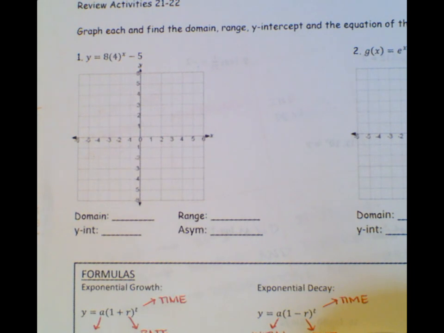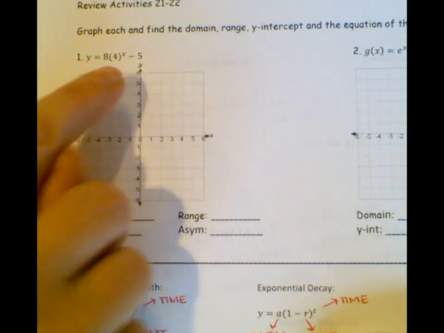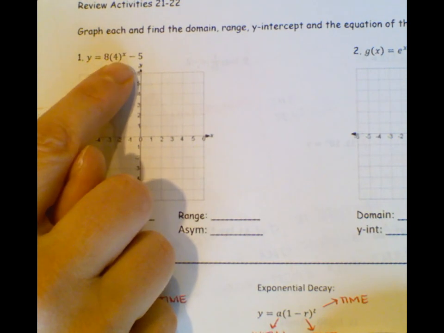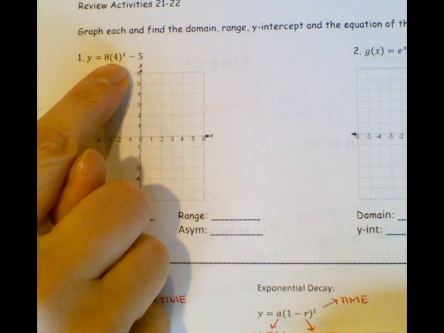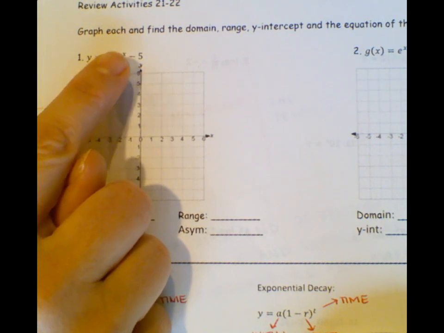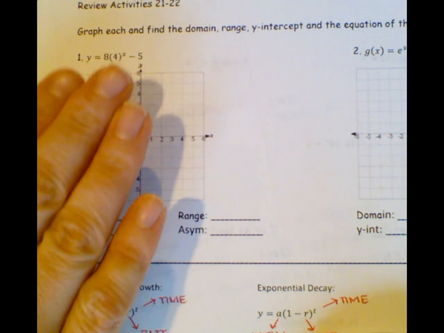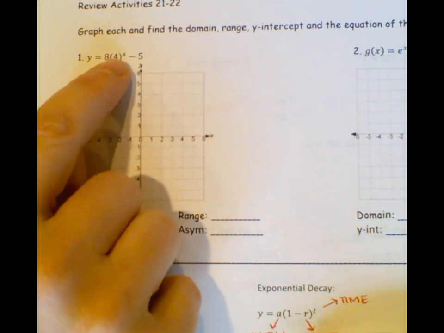Now, number one is an exponential equation, and we know that because, see that little x? The x is an exponent. Biggest thing is, you see this 4? He doesn't do anything to the graph. He is actually the base of the exponent. So don't look at him, okay?